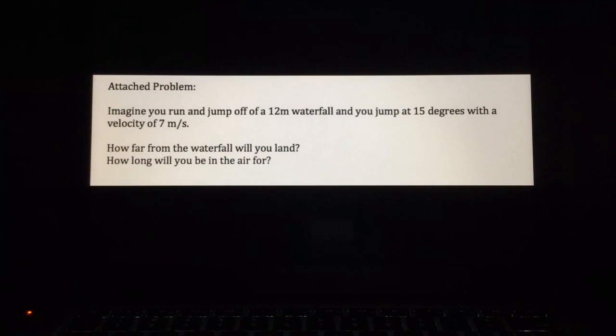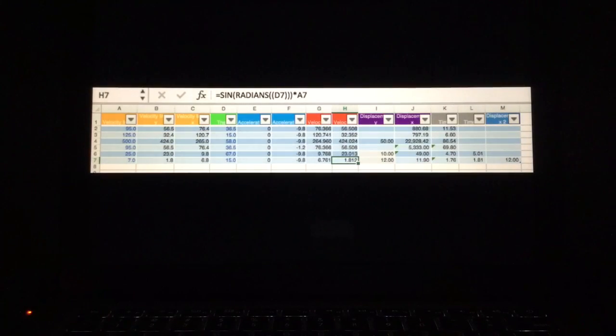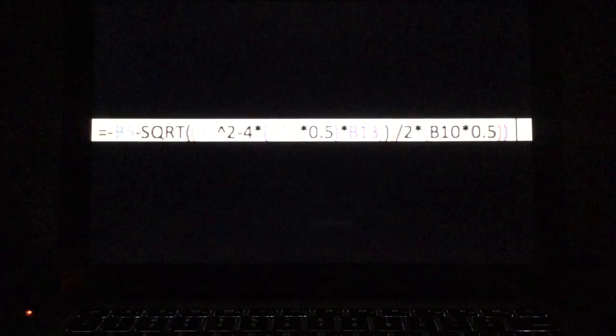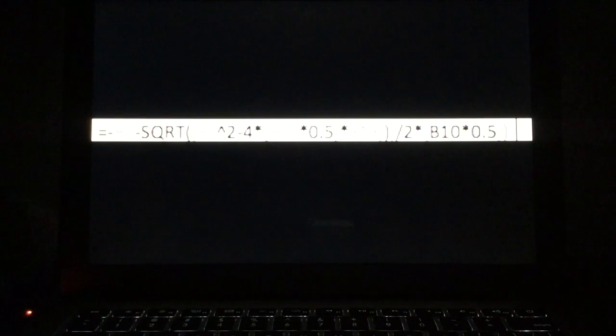Practice problems: we have a case in which the y displacement is 12 meters, with an angle of 50 degrees and an initial velocity of 7 meters per second. To find out how far we are from the waterfall, which is the displacement of x, we also have to find out how long it will take. Answers for the practice problems that are given by the calculator are 1.76 seconds and 12 meters. This was the formula that was used for the time.